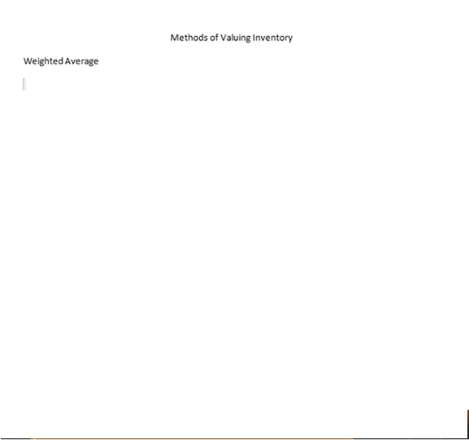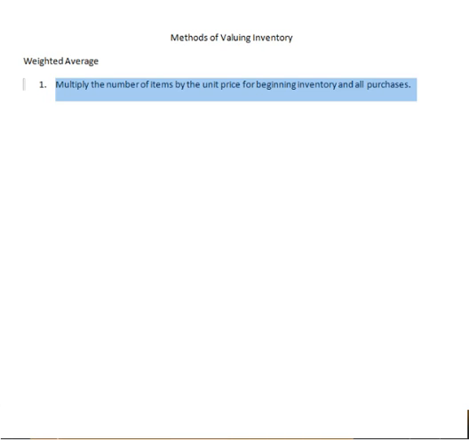So far, we've been looking at inventory values to calculate average inventory and turnover. Now we're going to actually look at how to calculate inventory value. The first method we're going to explore is weighted average.